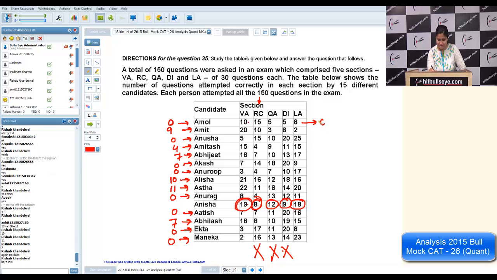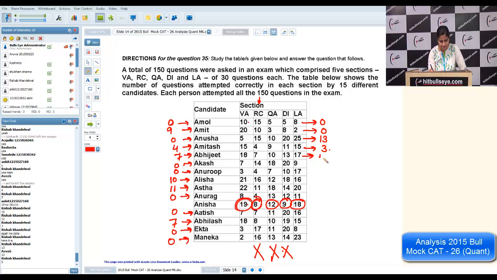For Amol, it will be 0. For Amit, it will be 0. For Anusha, what is 25 plus 18? So what will be the balance? It will be 25 plus 18 minus 30. That's what I'm doing. So it will be 13. I'll consider that. What is 15 plus 18? 3 we are left with. 17 plus 18. Again 5. What is 16 plus 18?